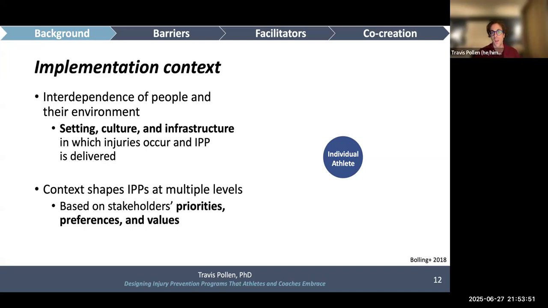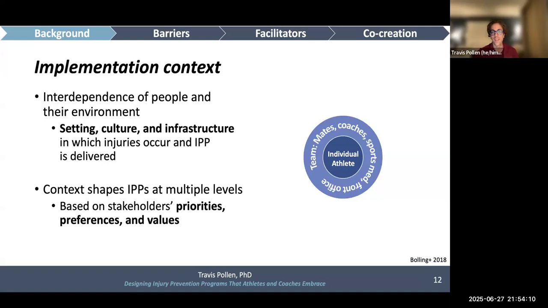So in terms of injury and injury prevention, context exists at multiple levels across a variety of stakeholders. So first, we have the athletes themselves. They're the ones who are performing the injury prevention program. And then in youth sports, their parents often come along as a package deal with the athletes. Athletes have their own set of beliefs and perceptions and attitudes about injuries and injury prevention.